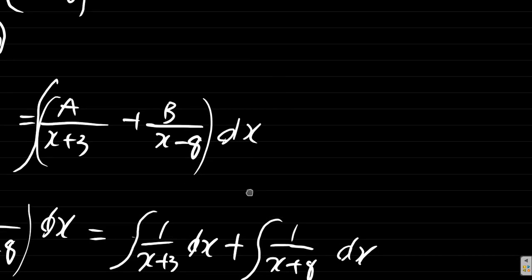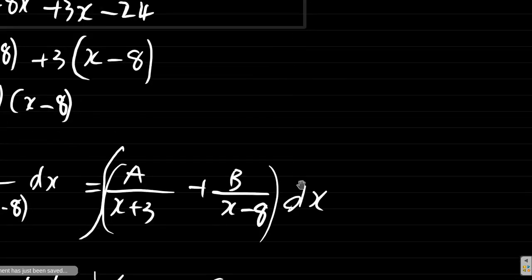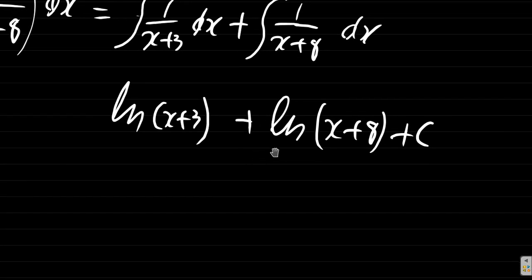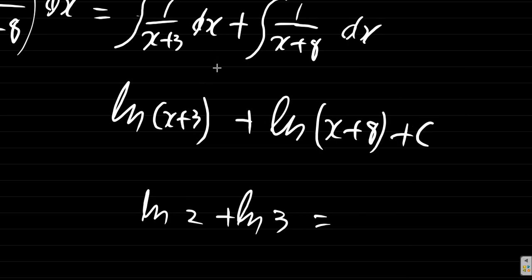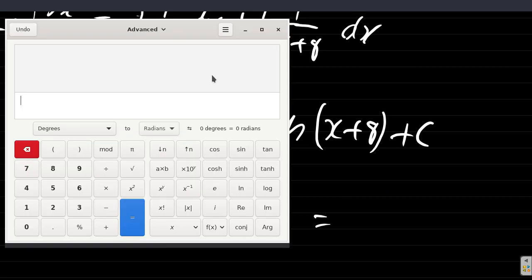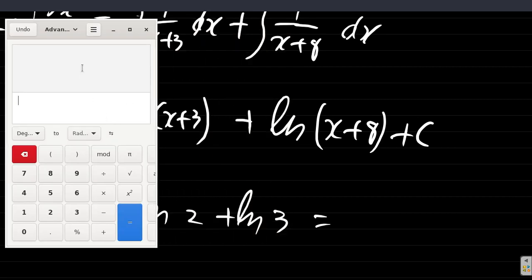Did I write the plus c up here? Okay, good, good. I remember. Alright. Now, ln x plus 3 plus ln x minus 8. Can we combine them? Let's be reminded of something. What is ln 2 plus ln 3? Just a reminder of our logs, in case we've done logs a long time ago and don't remember the rules.